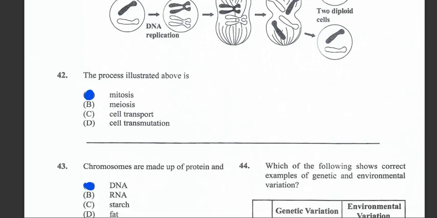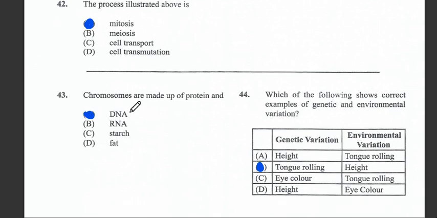Very good. Number 43, we're talking about chromosomes being made up of protein and DNA. Good. Number 44: which of the following shows correct examples of genetic and environmental variation? We're talking about tongue rolling. Tongue rolling would be genetic variation, and height would be environmental variation. So the best answer for number 44 here would be B.